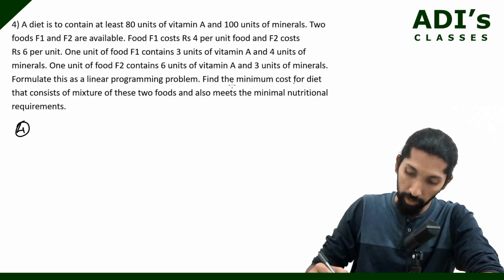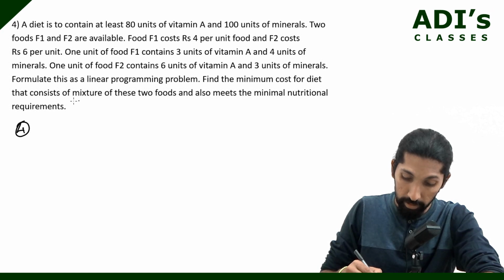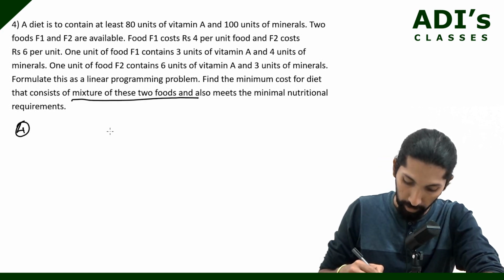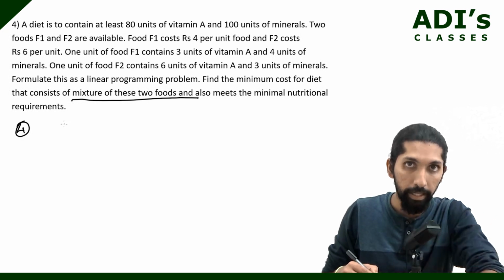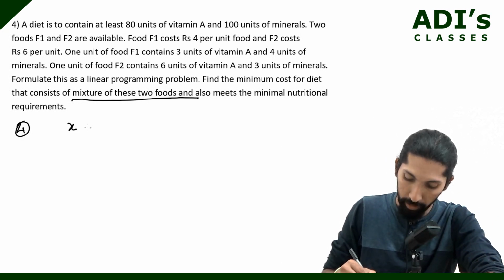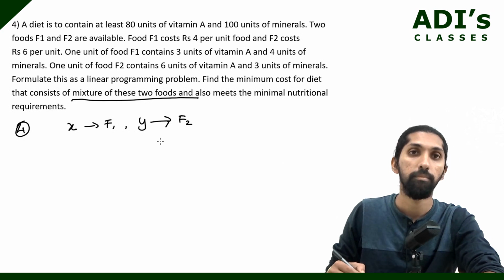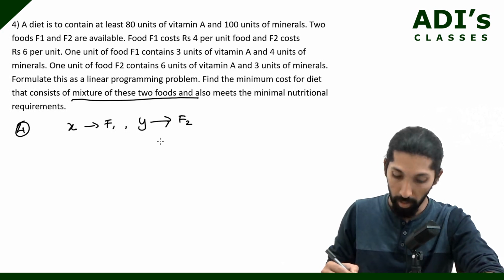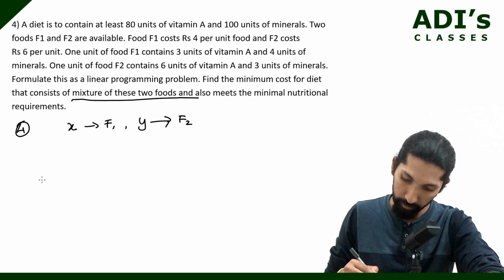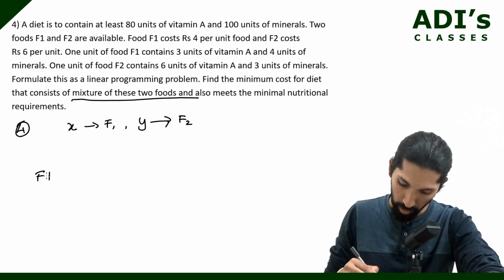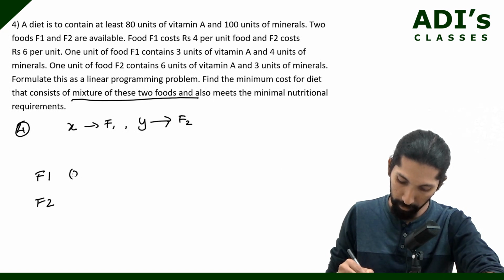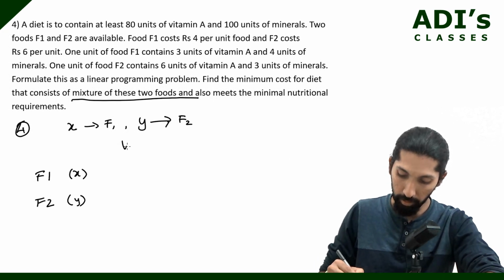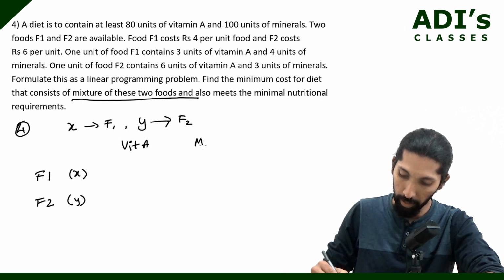Now see what they're saying. Find the minimum cost, of course, that contains the mixture of these two foods. Right. So let's say the food, whatever we are going to eat, has X quantities of F1 and Y quantities of F2. Fair enough? So we know that we have X and Y. Now let's make a table. We have food, F1 and F2, which is nothing but X and Y. The next thing, we have vitamin A, we have mineral, and we have the cost.